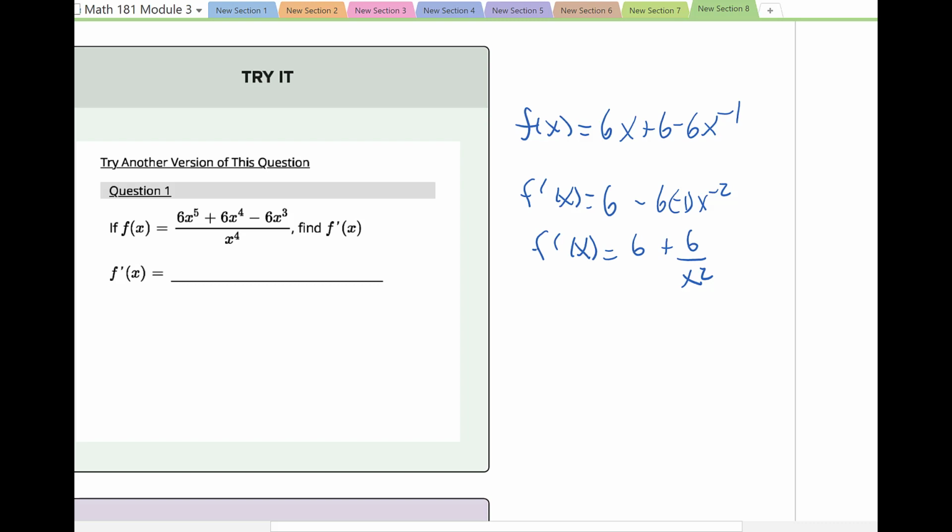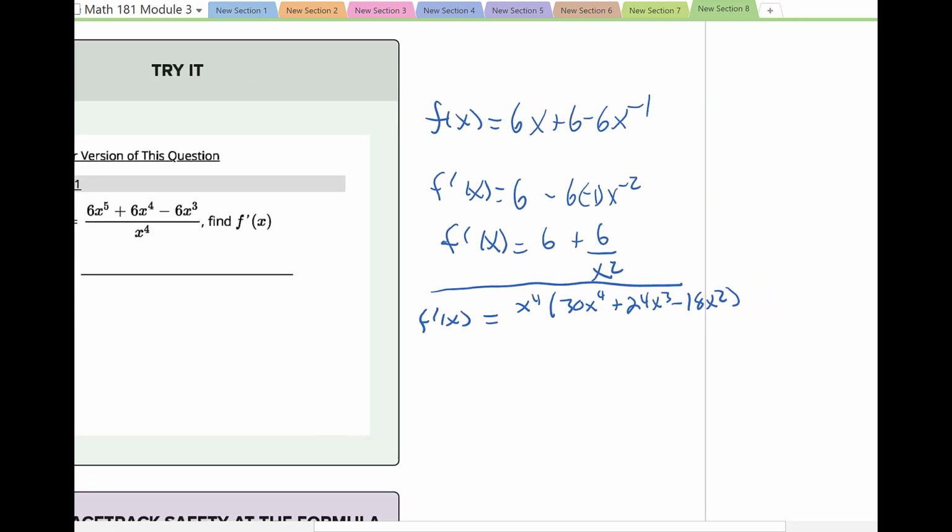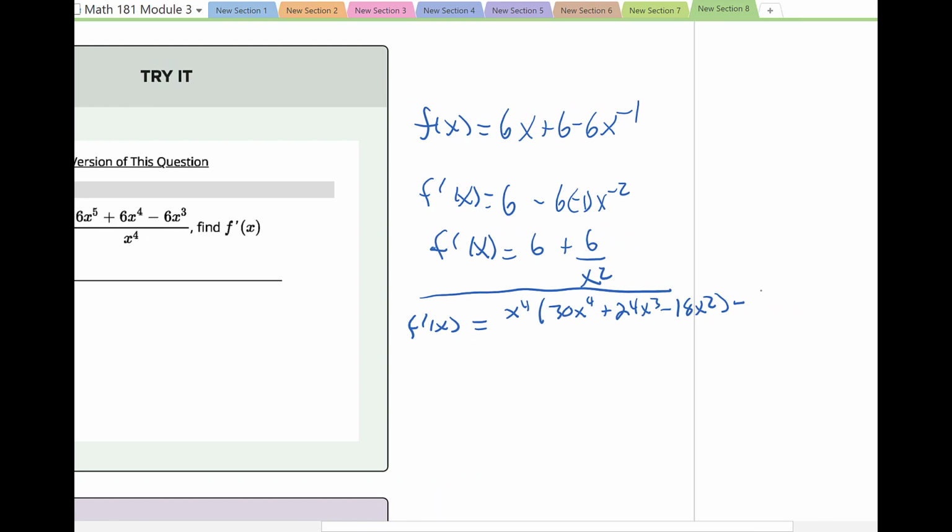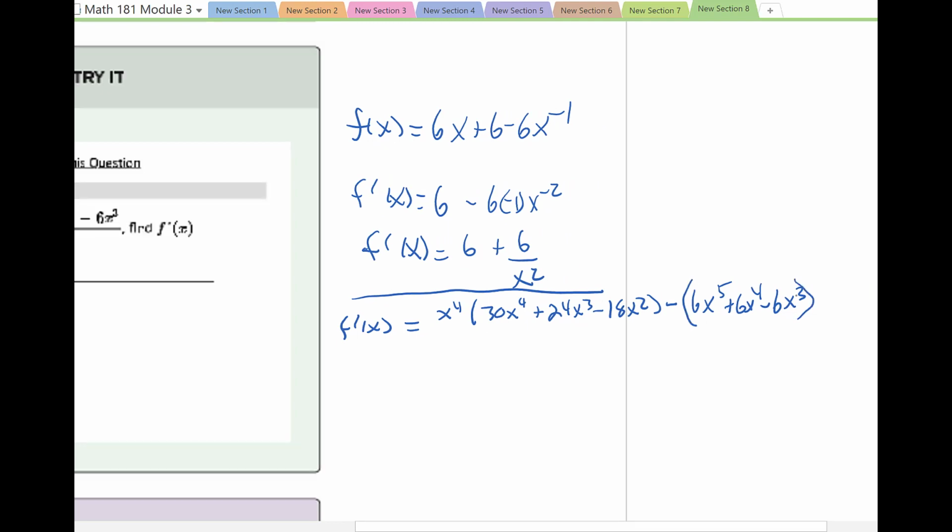But if we go with the other way of doing this problem with the quotient rule, our f prime of x would be, again, low d high, so x to the 4th times derivative of the numerator, which is 30x to the 4th plus 24x to the 3rd minus 18x squared, minus high, which is this 6x to the 5th plus 6x to the 4th minus 6x cubed, times the derivative of x to the 4th, which is 4x cubed, all over the square of what's below, so x to the 4th squared.